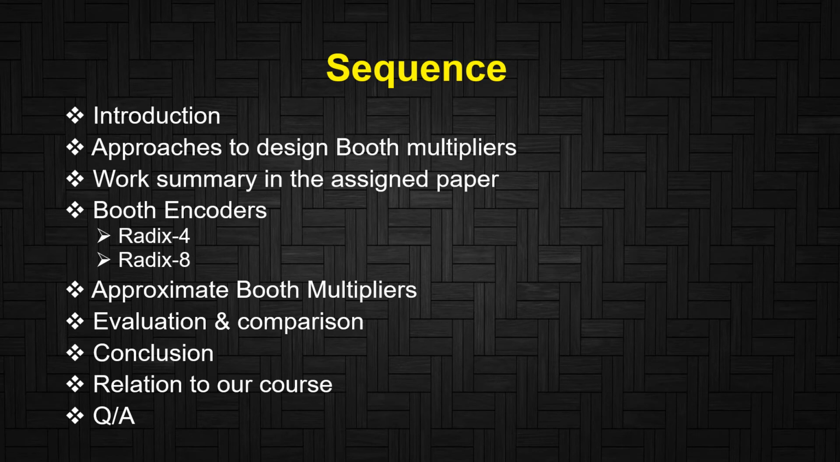First, we will discuss the introduction of the topic, and then the two different approaches to booth multipliers are discussed. Then a slide presents the summary of what work has been mentioned in the paper. Afterward, we discuss two kinds of booth encoders, that is radix 4 and radix 8. Then we move on to the approximate booth multipliers. Afterwards, we evaluate the designs mentioned in the paper and compare them to the exact multipliers. Towards the end, we draw a conclusion of the work done, and then we relate it to what we have studied in the semester so far.